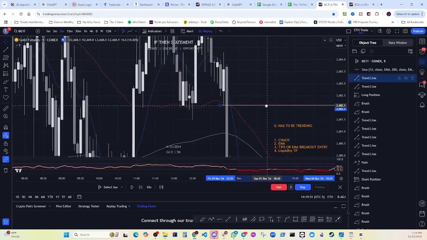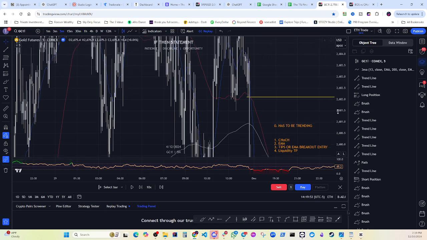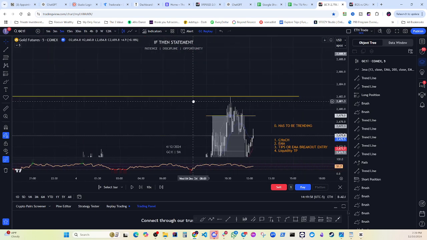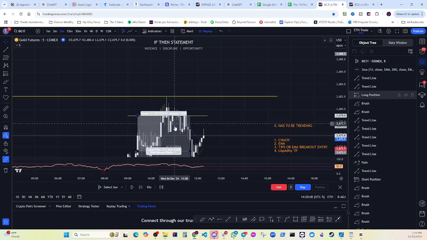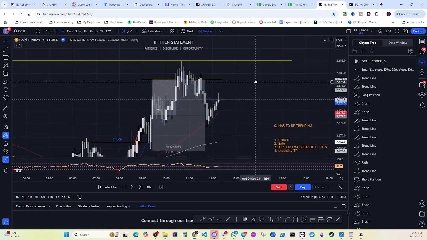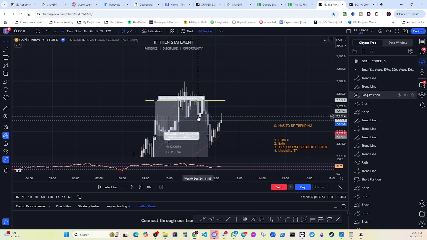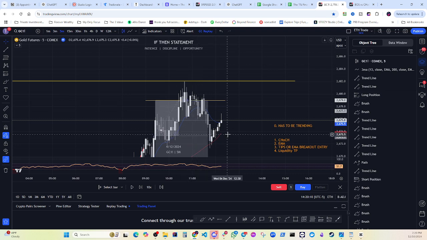I would have gotten out. I'm not gonna lie to you, I probably would have manually closed as soon as I see that wick and it wicking again. Now especially, I would have gotten out when price closed beneath that 13 EMA, because that's a sign that we're about to be on a downtrend.